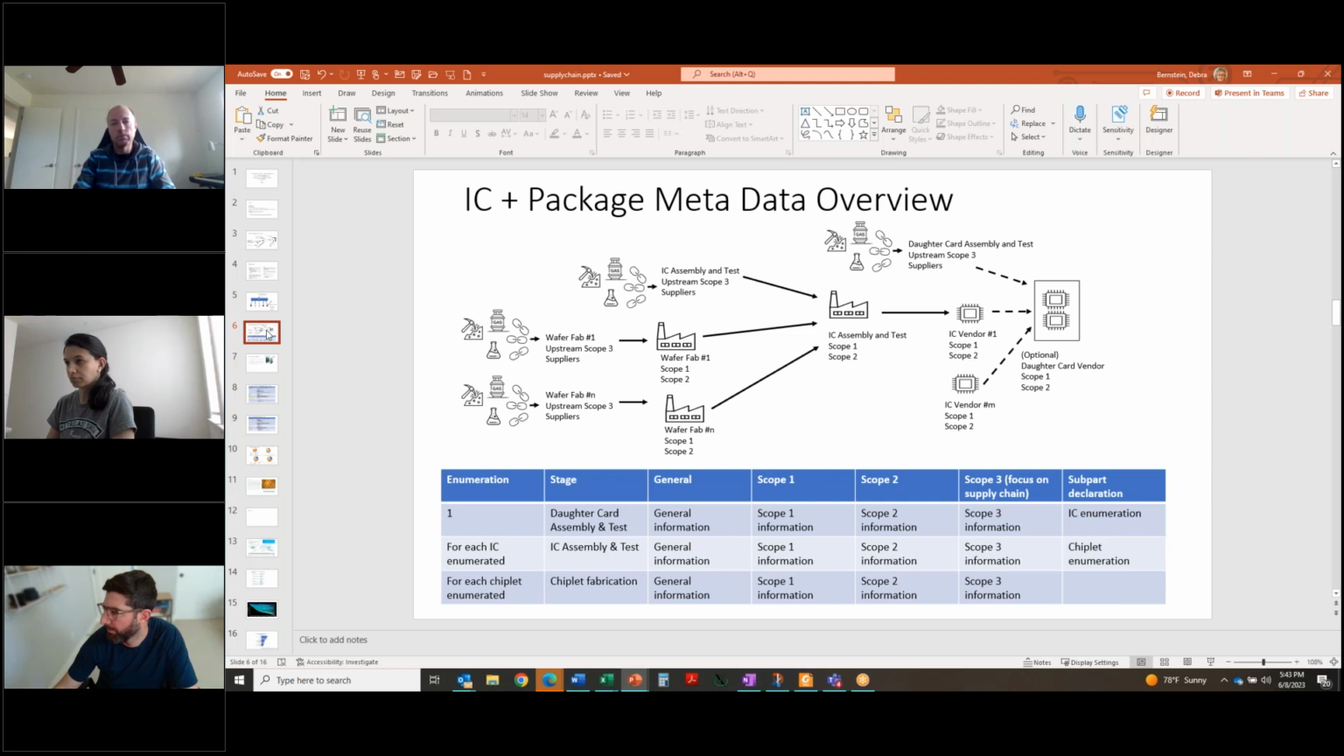Well, Micron would be a good example of that, right? Yeah, Micron or Samsung for that matter. Right. But yes, there would be one schema entry for the daughter card, and then it would enumerate all of the ICs that sit on the daughter card.